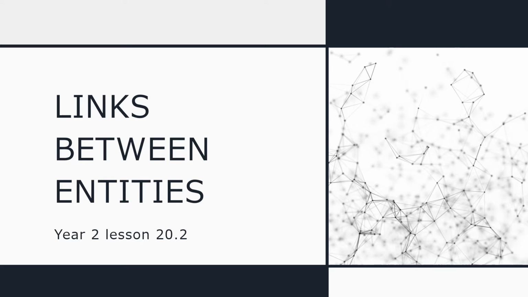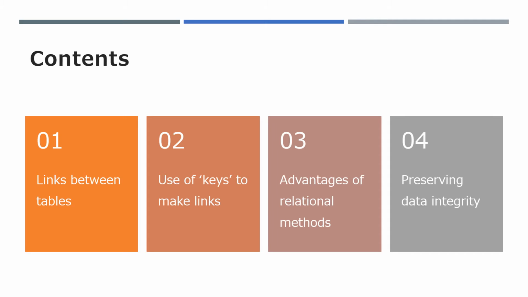Welcome back. So last lesson we saw how you can analyze the requirements for a database using an entity relationship diagram, and in this lesson we'll look at how we can adapt our database to represent the links between the tables that represent the different entities. So in this lesson we'll see how to build a relational database with links between tables. This is done by using keys, key fields. We'll look at the advantages of using a relational database over a flat file and the importance of preserving the integrity of the data.